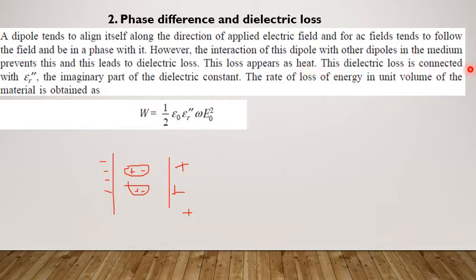The dielectric loss is connected with epsilon r double bar, which is called the imaginary part of the dielectric constant. The rate of loss of energy in unit volume of the material is obtained. This is the rate of loss of energy in unit volume: 1 by 2 epsilon naught epsilon r double bar, which is the imaginary part of the dielectric constant, omega E naught square.